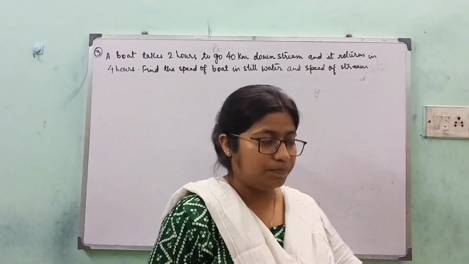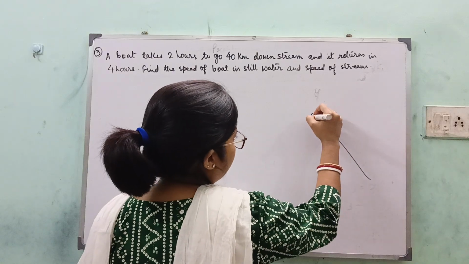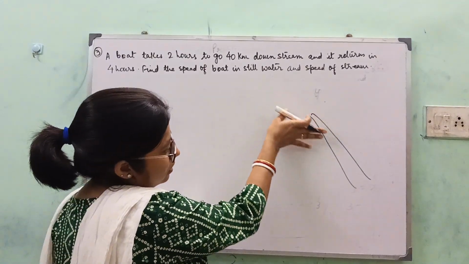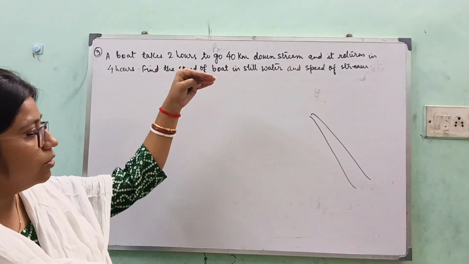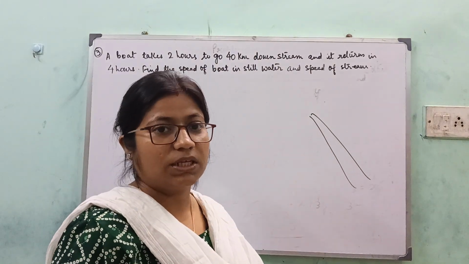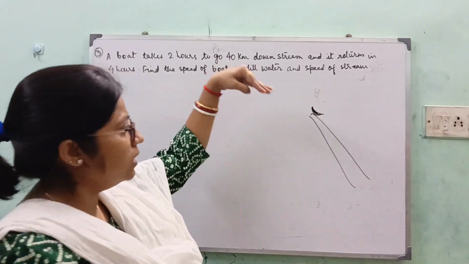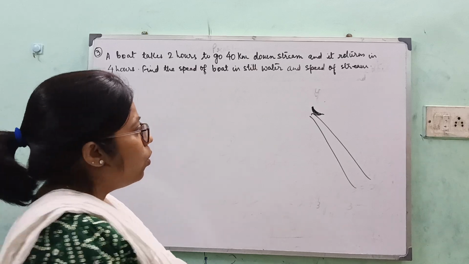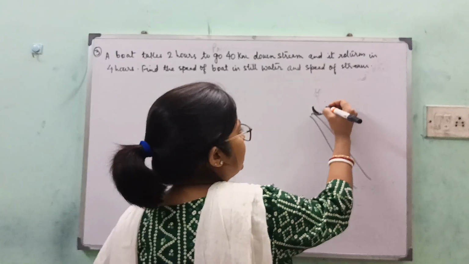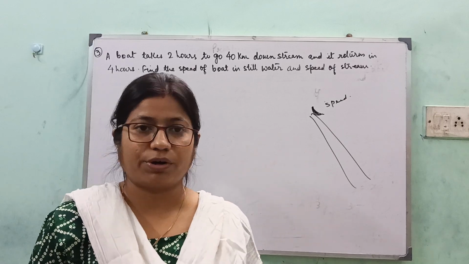So, you see, suppose there's a waterfall here. And the waterfall is taking the water in the downward direction. The river is flowing in the downward direction. And there's a boat which is sailing in the downward direction. So, when the boat is sailing in the downward direction, the boat has some speed. It has some speed of its own. That is the speed of the boat in still water. That is its own speed.